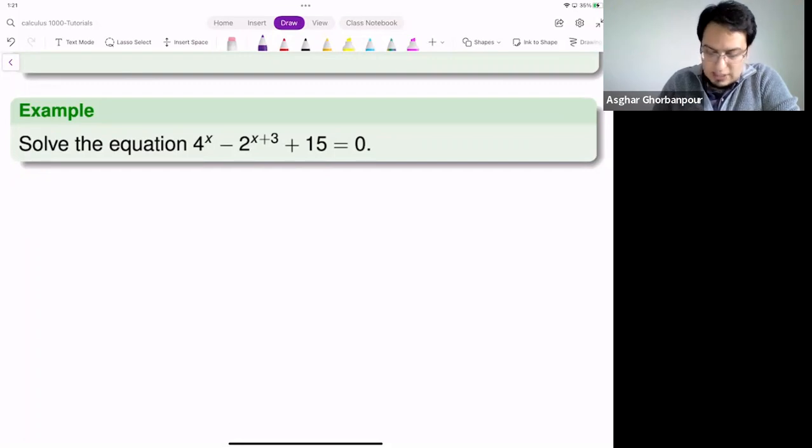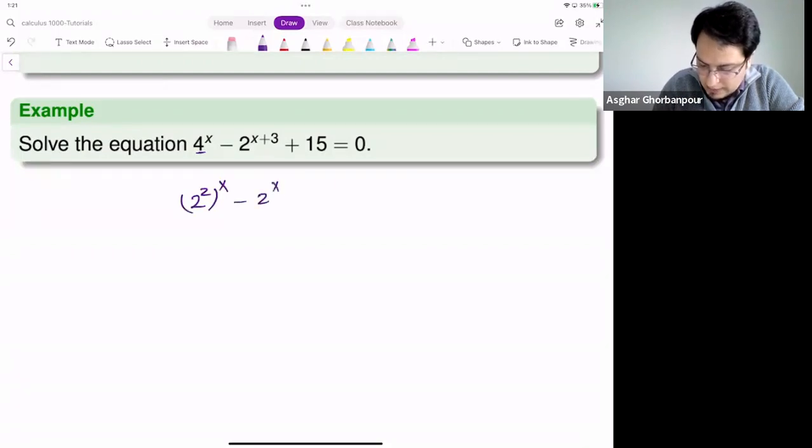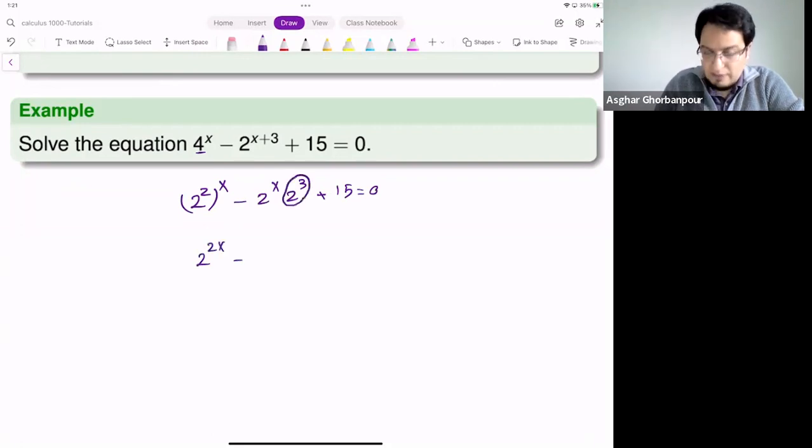Well, the question is to solve this one. And the general idea is that you try to make all these exponential terms in the same base and try to solve it, okay? In this case, I see that 4^x, I can write it as 2 to the power 2x. And also I can write this one as 2 to the power x, 2 to the power 3, plus 15 equals 0. But this means that I have 2 to the power 2x minus 2 to the power 3, which is 8, times 2 to the power x, plus 15 equals 0.